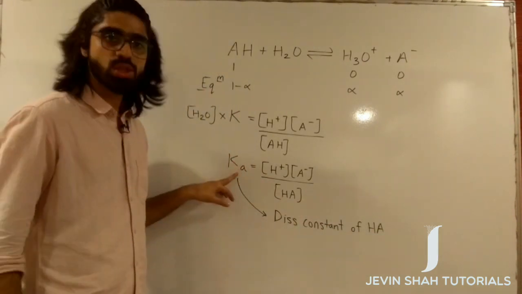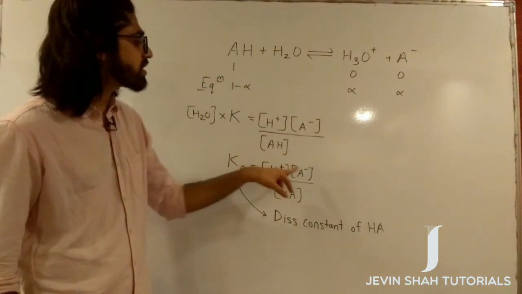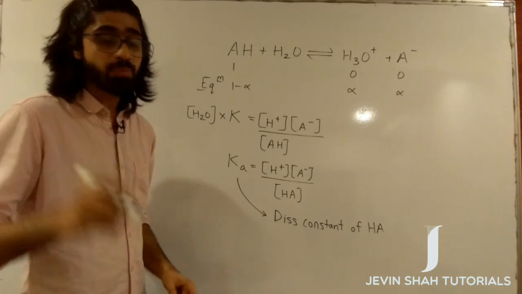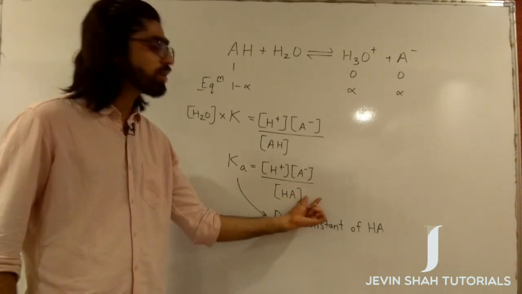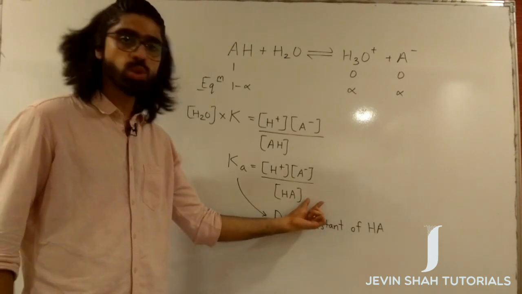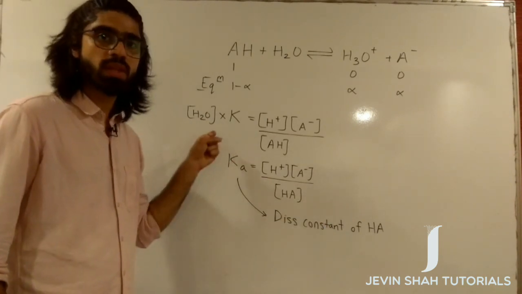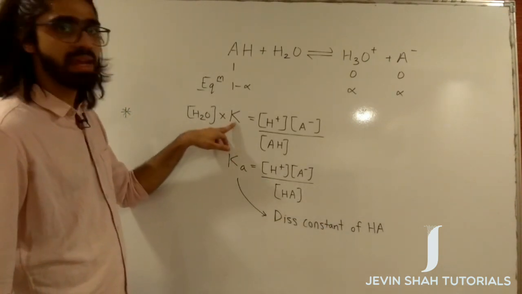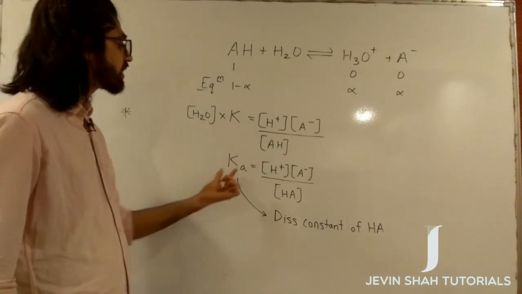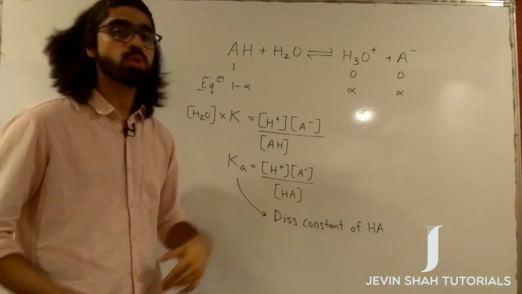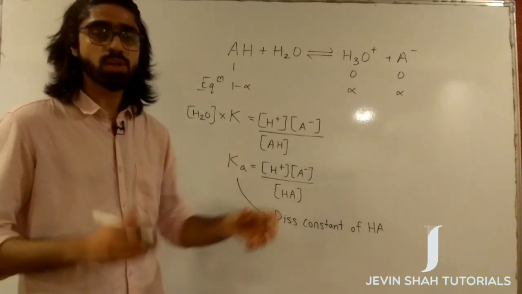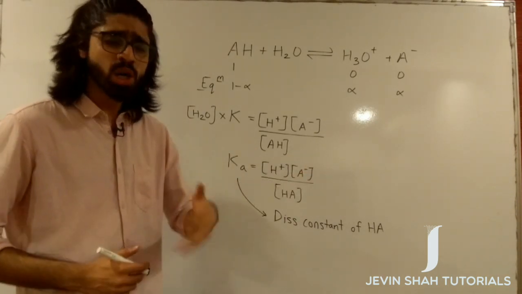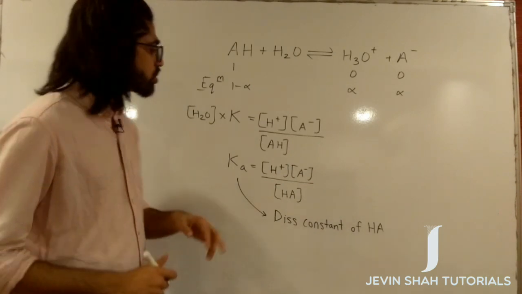The dissociation constant is simply given by H plus into A minus upon HA. Keep in mind that while writing the dissociation constant of an acid, you do not include H2O over here. That H2O was constant, it has already gone on the left and got combined with K, and that combination of H2O with K gave you Ka, which was the dissociation constant of the weak acid. Now we need to put in the values over here so that we can derive a final formula for Ostwald's dilution law.